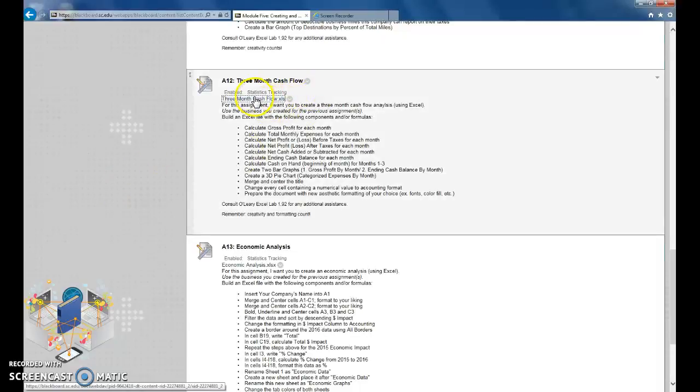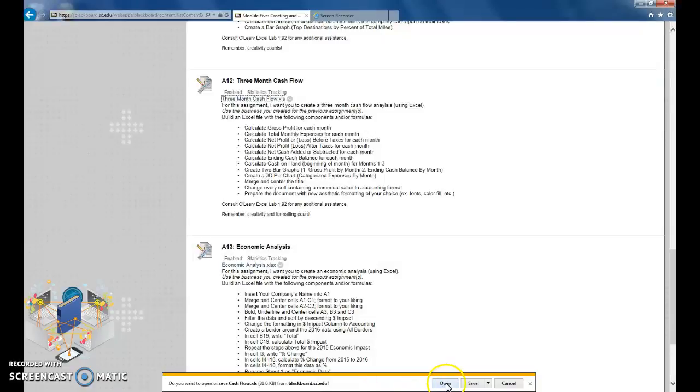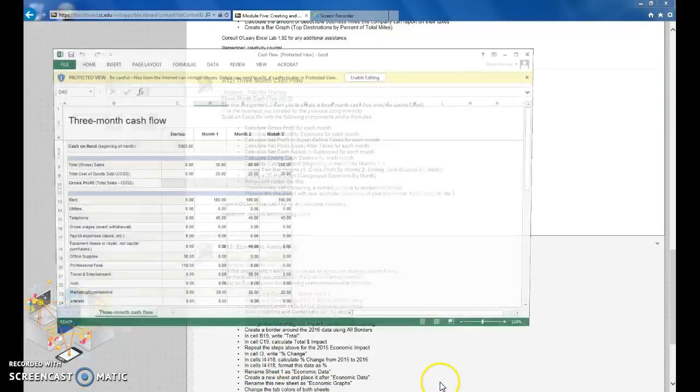Today I'm going to go over the A12 assignment. So I'm going to show you quickly how to do that. I know some of you had a few issues with the assignment, but that's alright.